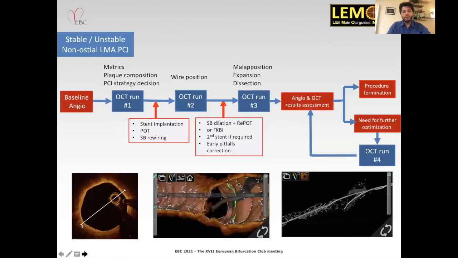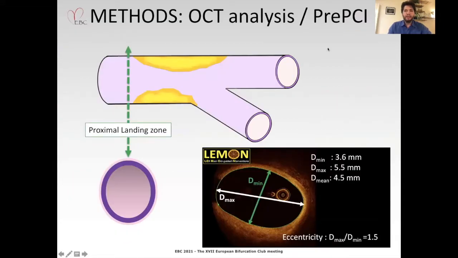This slide reminds you the design of the protocol, and for the subsequent analysis, we only used the pre-PCI and the post-PCI OCT runs. On the pre-PCI run, in addition to what we measured in the main trial, we also analyzed the proximal landing zone, as you can see here, and we determined the eccentricity index, that was the ratio between the maximal luminal diameter and the minimal luminal diameter.